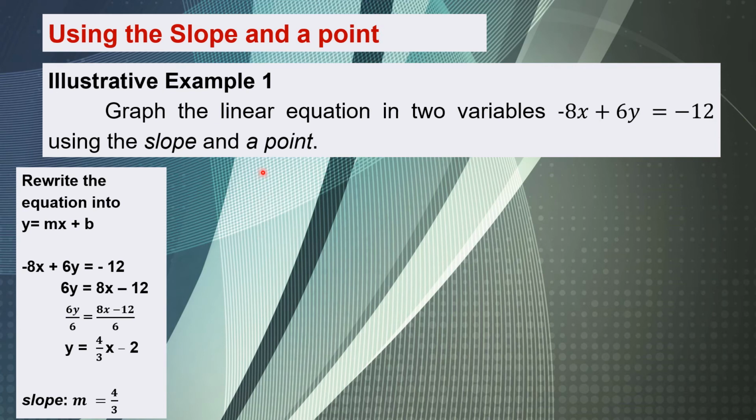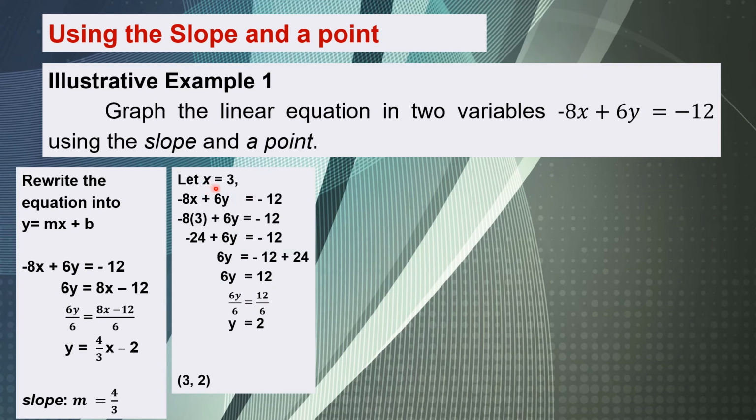Next step is, kailangan natin magkaroon ng isang point. So, para magkaroon tayo ng isang point, ay kailangan natin mag-set ng kahit anong values ng x for us to find the value of y. So dito, ise-set ko na ang x natin ay equal to positive 3. So using now our equation, papalitan ko yung x ng positive 3. So simplifying this, negative 8 times 3 is equal to negative 24. And just copy, plus 6y equals negative 12.